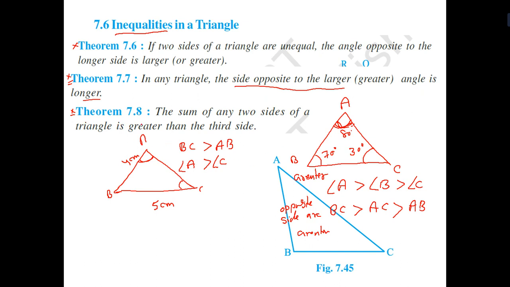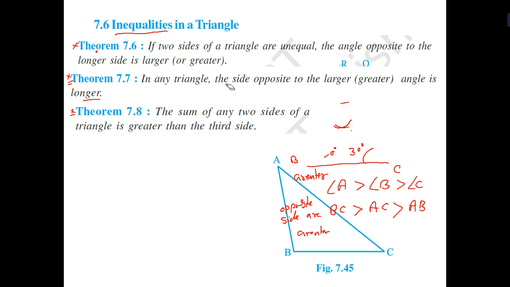Now the third theorem. This is again the converse of 7.6, that is 7.7. Exercise 7.4 is not in the syllabus according to the Gujarat board rules. No sum of exercise 7.4 will come in the exam, but it is our duty to explain it to you, and you have to understand it properly.